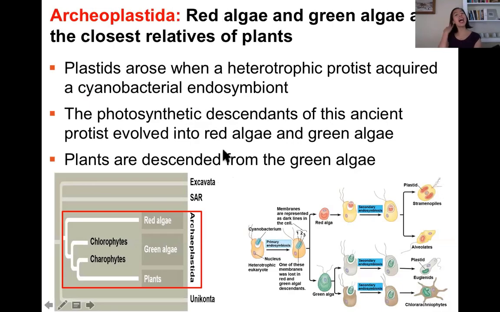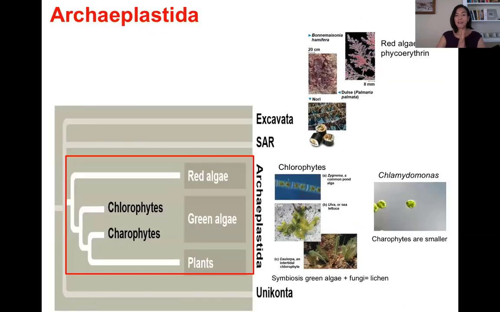Now, the Archaeoplastida is the third group that we're going to cover. And Archaeoplastida is made out of red algae, green algae, and plants. And the ancestor had the primary endosymbiosis. And then this primary endosymbiosis led to the evolution of red algae and green algae. So all of the members in Archaeoplastida, archaeo, ancient, and plastida, the plastid, that's the group that has the ancient plastid. And that's the one that has the primary endosymbiosis. So they are photosynthetic.